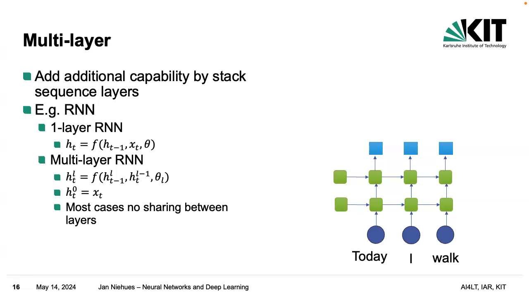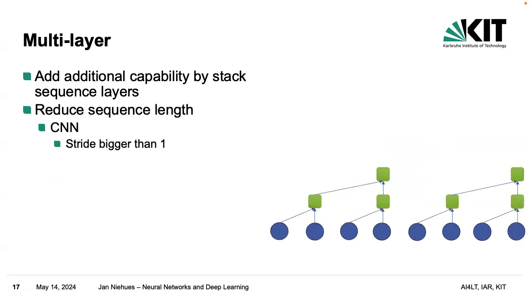If we think of convolutional neural networks, there's one additional reason why you might want to stack layers, and this is if you want to reduce the sequence length. In CNNs, if you have a stride bigger than 1, then you can reduce your sequence length. Here's an example with a stride of 2. You see that you're not calculating all hidden states, but you're always moving by 2 positions. That means at the next level, your number of hidden states is reduced by 2, and in the last one, reduced by a factor of 4.